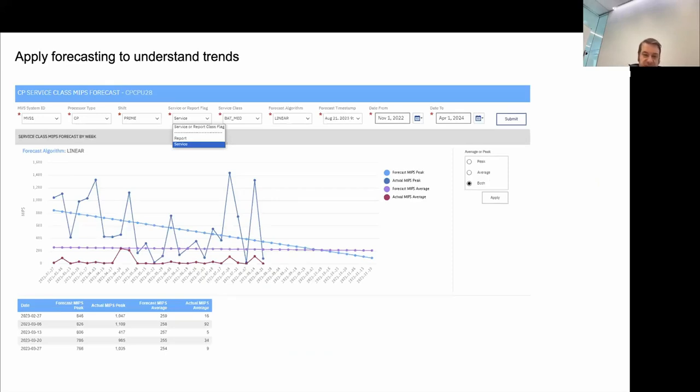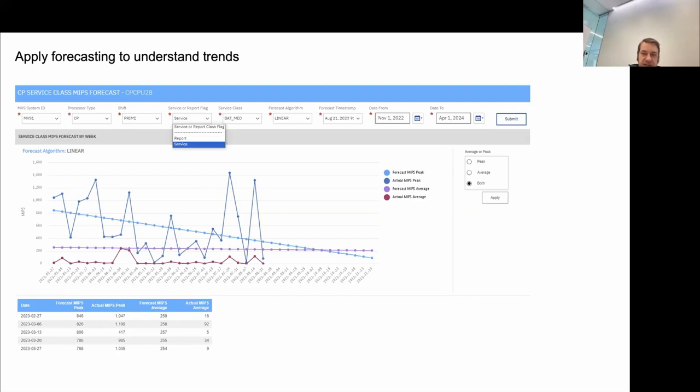Now, another aspect that we also want to look at is what's the future trending within here as well. So we can apply forecasting when we have a good base of data to look at. And within here, you can use the forecasting capabilities to provide a trend in order to see where we are heading towards.